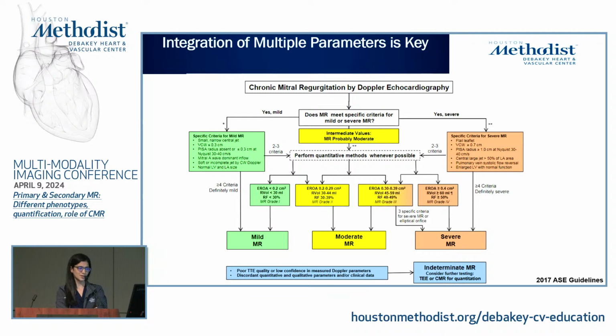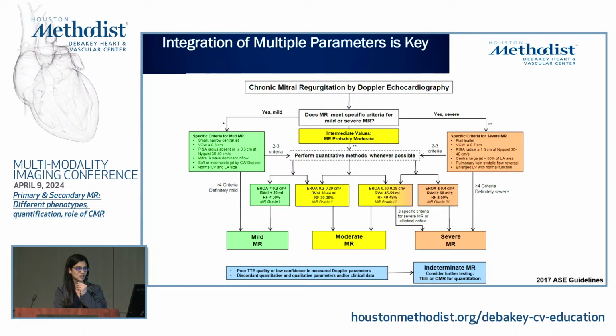And I want to stop here and say, whenever you're reading an echo and you don't see the jet in the LA, but there's a huge area of flow convergence, what happens proximal to the valve is sometimes more important than what's happening in the LA, because a lot of things can affect your color Doppler in the left atrium. So anytime you're seeing a sizable area of flow convergence, have high suspicion that you're dealing with significant MR, and make sure you quantify it.